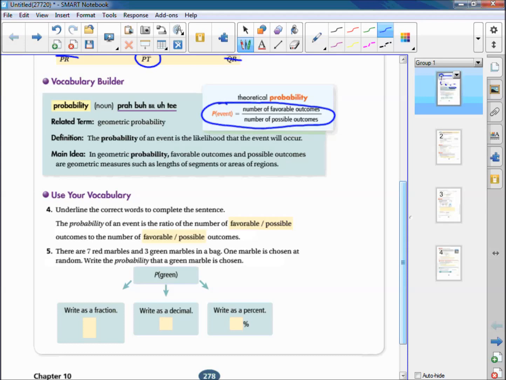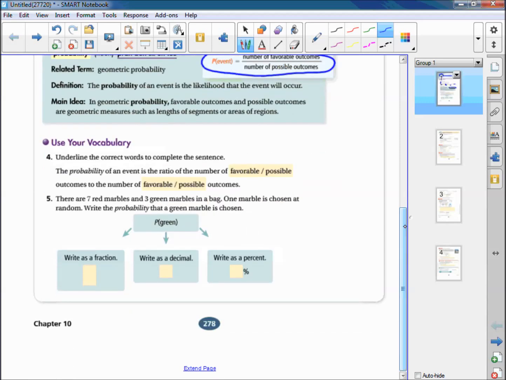All right, so underline the correct words to complete each sentence. The probability of an event is the ratio of the number of favorable outcomes divided by the number of possible outcomes. So remember, this is our theoretical probability. In real life, if we do the experiment or the event enough times, we will get close to the theoretical probability. But if we only do it a few times, we could be way off.